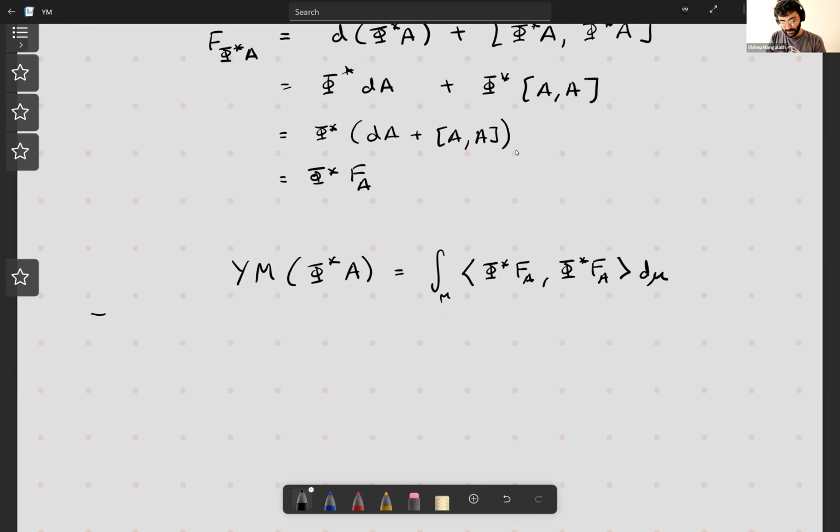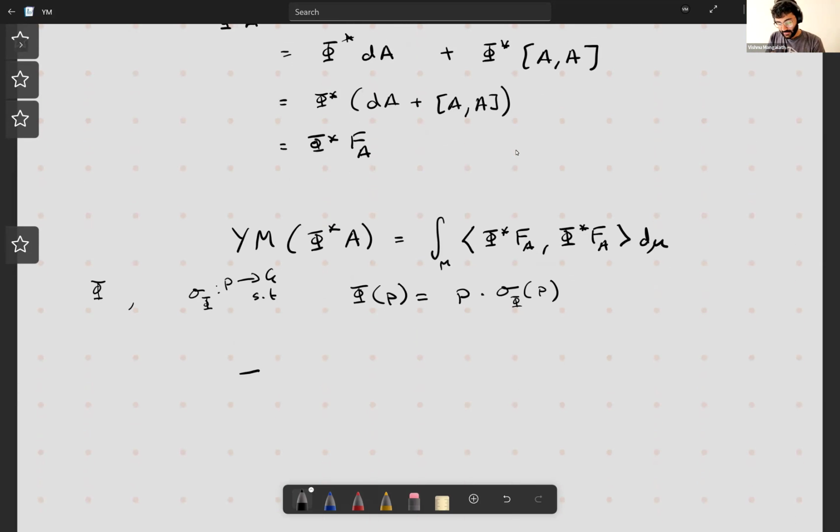But okay, like I said, if I have a gauge transformation, then I can define a function sigma phi such that phi of p equals p acted on by sigma phi of p. So this is a map from P to G. It turns out with this function, the action of gauge transformations on F_A, I didn't really understand some of this stuff, but the point is the form of this thing, which is that you can add sigma phi inverse applied to F.